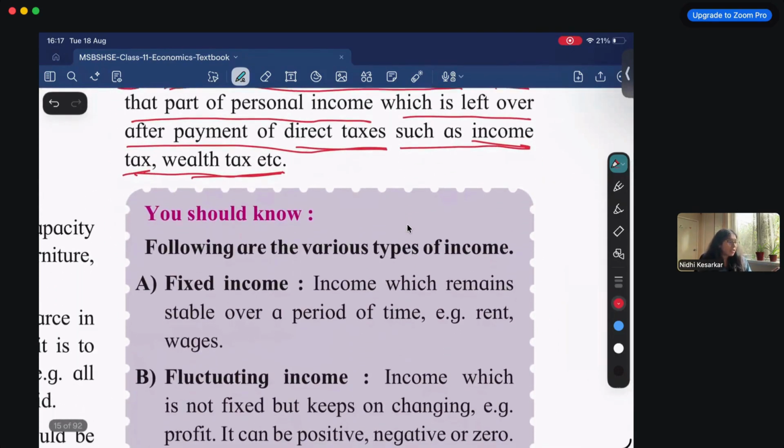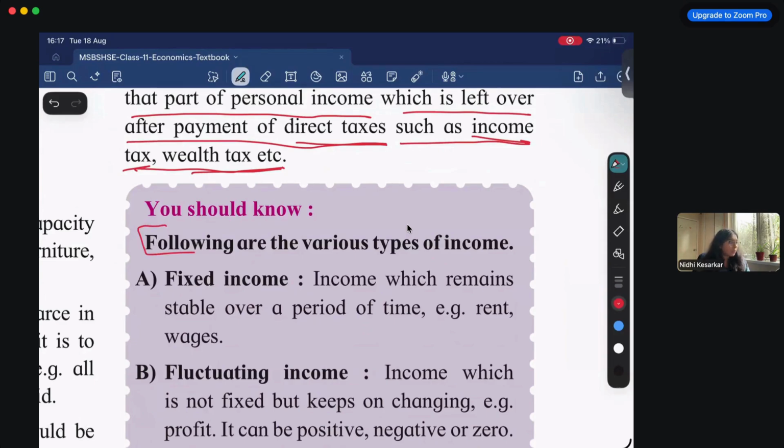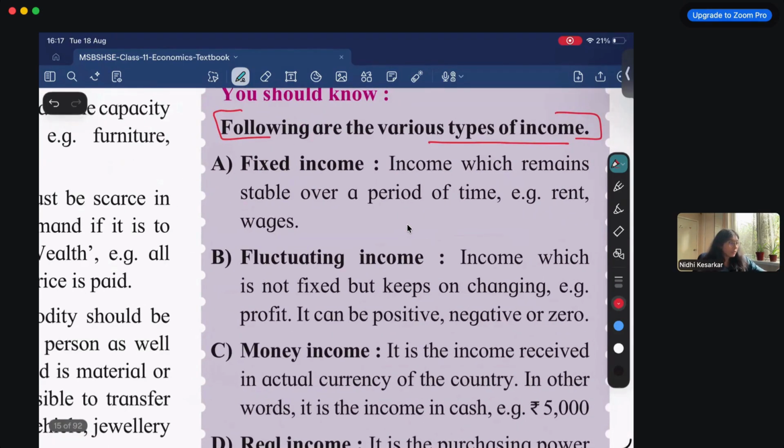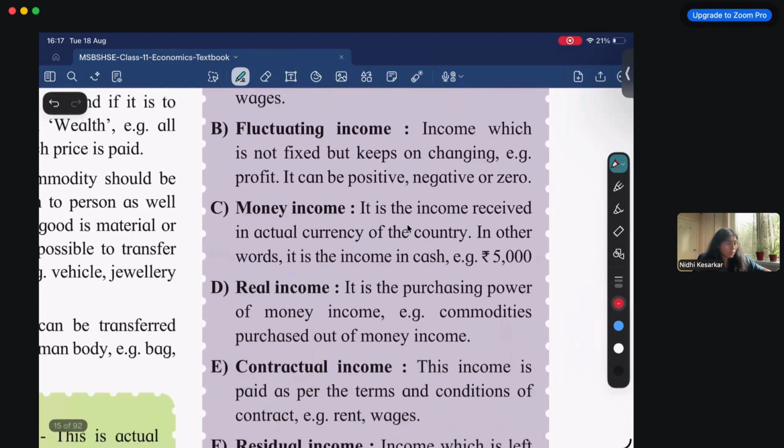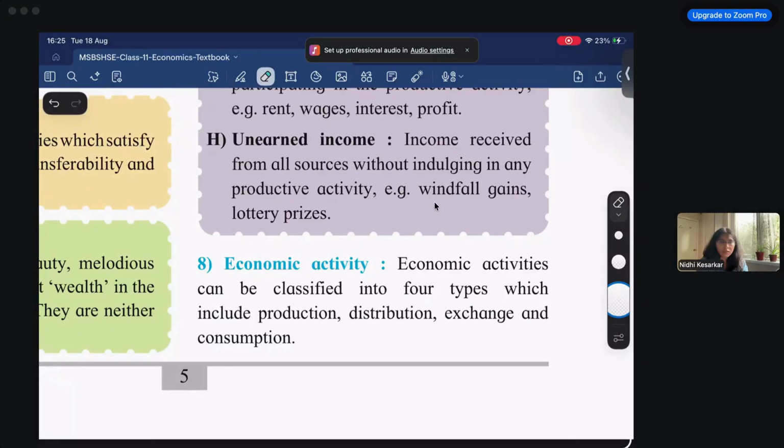Now, next, there are various types of income. I'll leave that for now because let's complete the basic characteristics of microeconomics first, and then we'll come back to this.